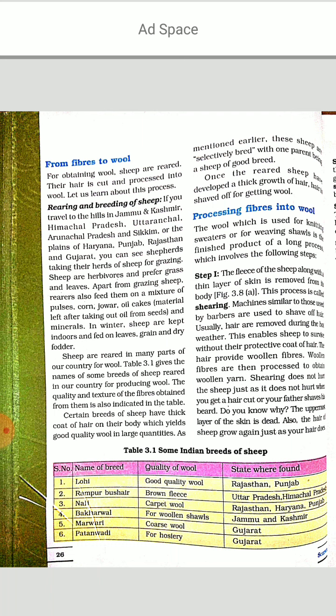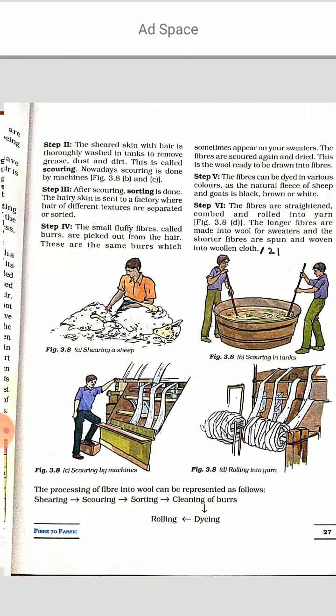Usually hair is removed during the hot weather. This enables sheep to survive without the protective coat of hair. The hair provides woolen fibers. Woolen fibers are then processed to obtain woolen yarn. Shearing does not hurt the sheep, just as it does not hurt when you get a haircut or your father shaves. It doesn't feel anything. The upper layer of the skin is dead. Also, hair of the sheep grows again just as your hair does.